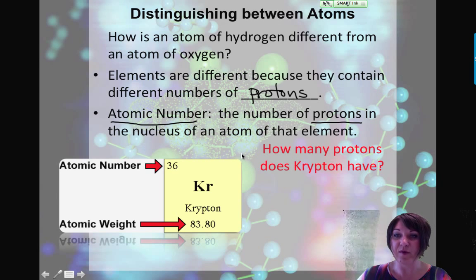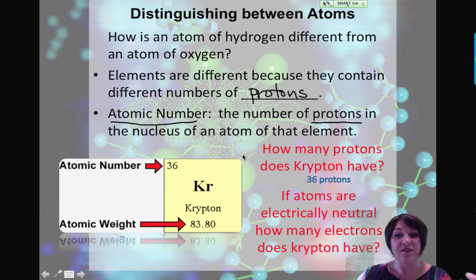So in this example, how many protons does krypton have? Look at the atomic number. Right, 36 protons. And if the atoms are electrically neutral, all the positives balance all the negatives, then how many electrons does krypton have? Protons have to balance electrons, so that would make 36 electrons as well. Okay, let's move on.